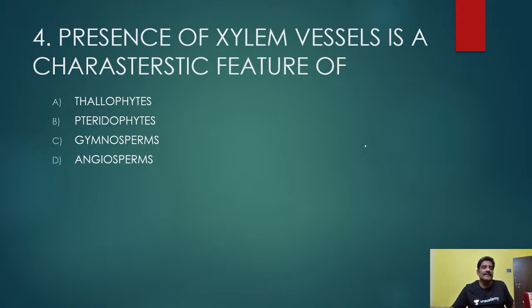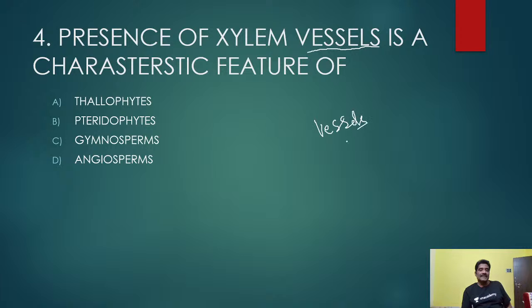Next, this is the fourth question. The presence of xylem vessels is a characteristic feature of which group? I mean, in which group will you observe the vessels? Vessels are conductive elements. Am I correct or not? These are very efficient compared to tracheids. Tracheids are also important for conduction of water and minerals, but vessels are more efficient.